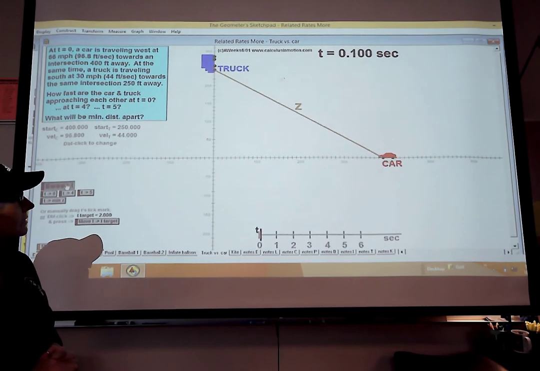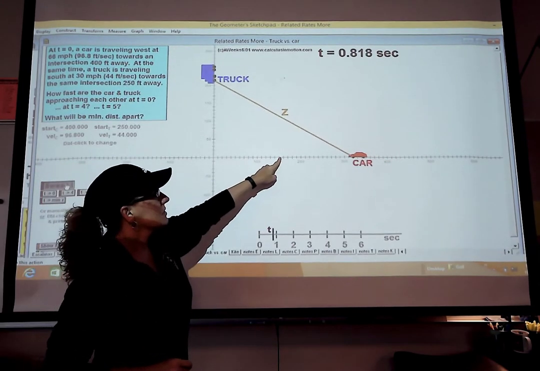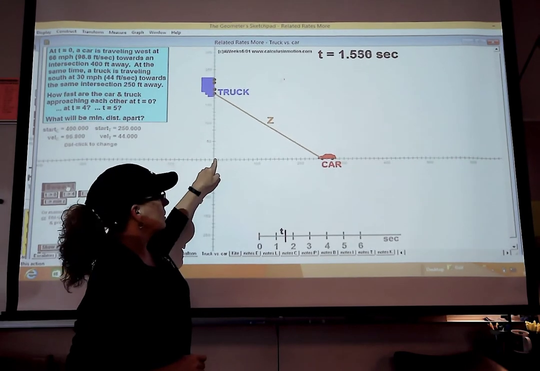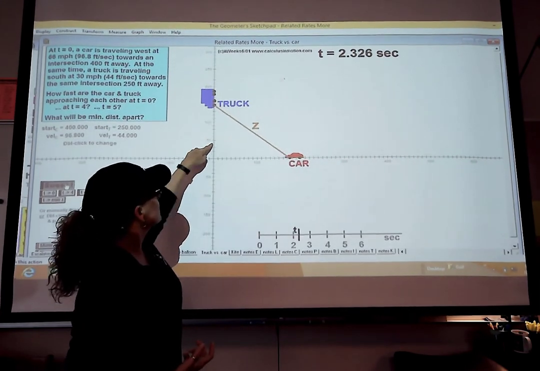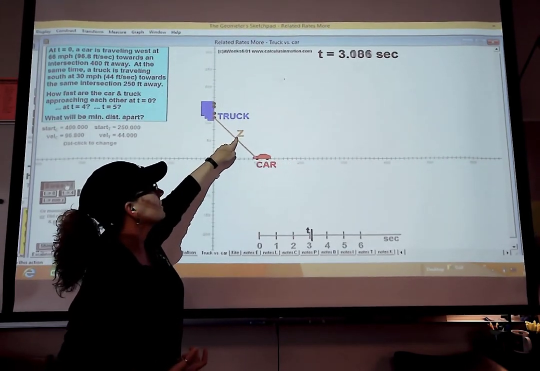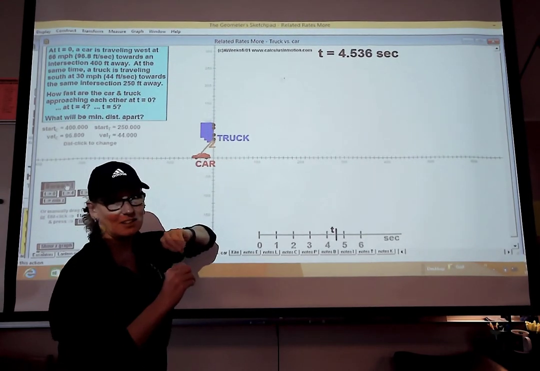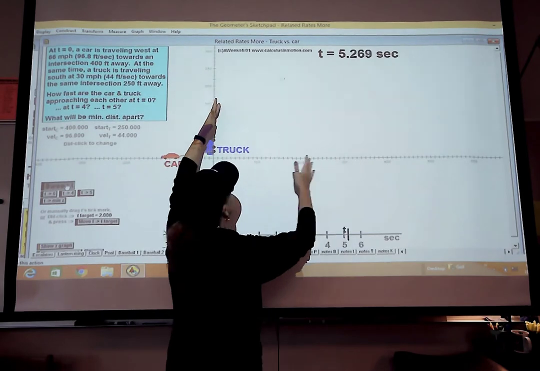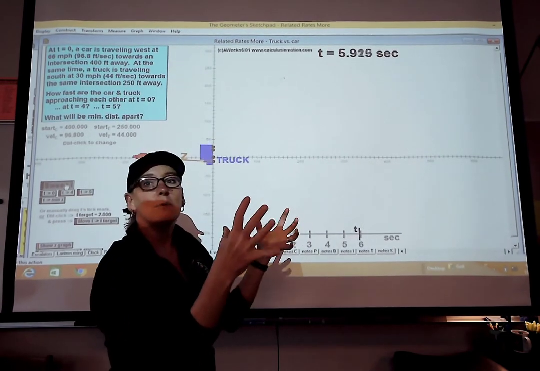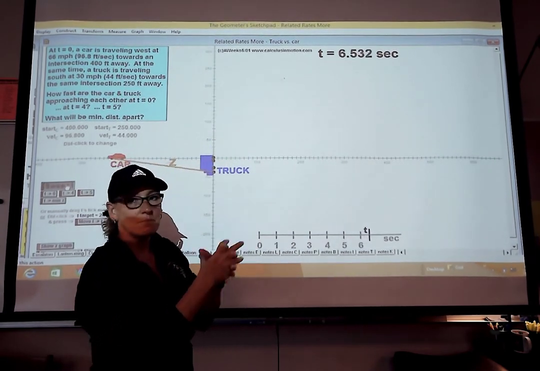There we go. Notice that the distance from the car to the intersection is changing. This is changing. This is the distance between the two vehicles. It's changing. So as they were approaching each other, the distance between them became smaller and smaller and smaller.